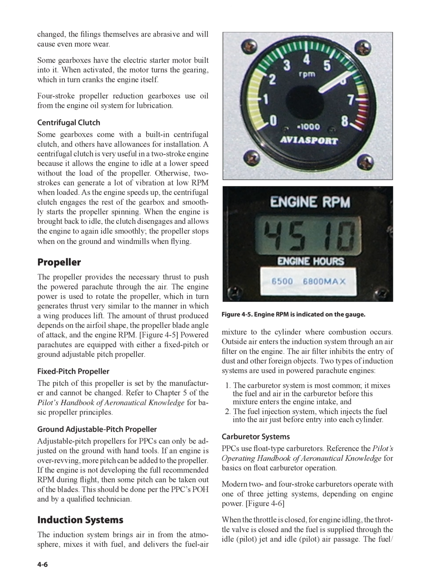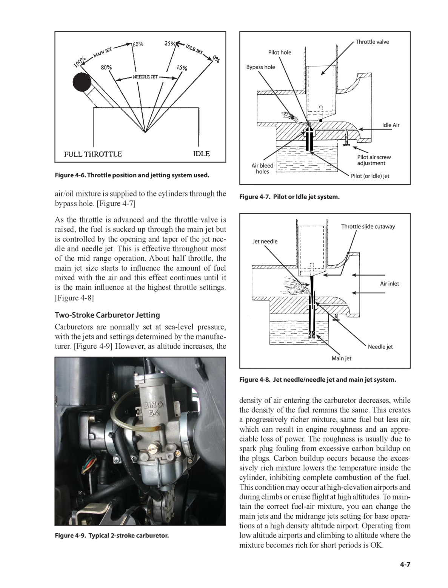Carburetor systems. PPCs use float-type carburetors. Reference the Pilot's Handbook of Aeronautical Knowledge for basics on float carburetor operation. Modern 2- and 4-stroke carburetors operate with one of 3 jetting systems, depending on engine power. Figure 4.6, when the throttle is closed, for engine idling, the throttle valve is closed and the fuel is supplied through the idle pilot jet and idle pilot air passage. The fuel/air/oil mixture is supplied to the cylinders through the bypass hole.